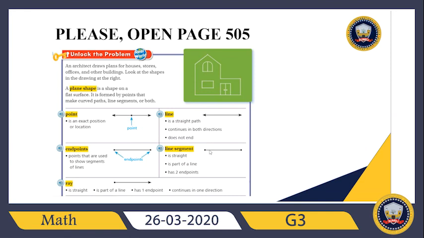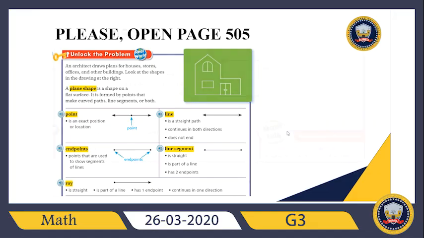A line segment is also straight, and I know a line segment is part of a line, so it has two end points. What about a ray? A ray is also straight and is also part of a line. A ray has one end point and it continues in one direction. One direction goes on forever, but the other point is an end point.